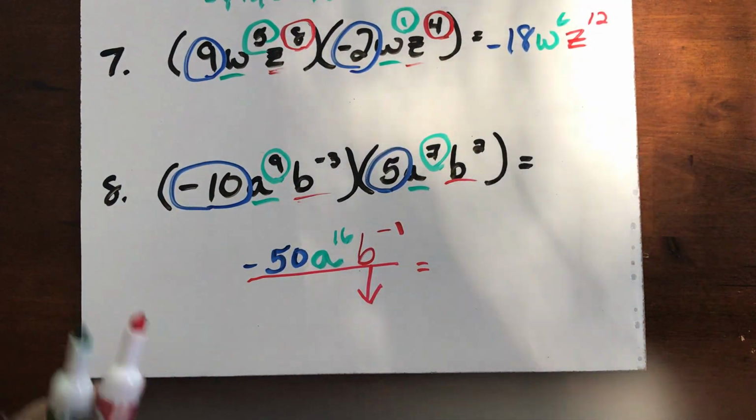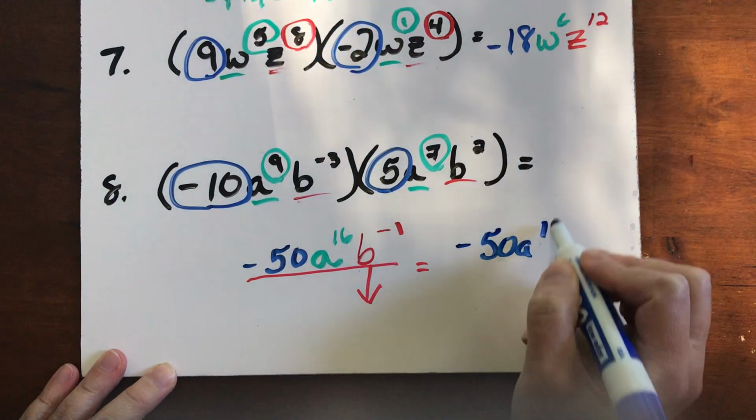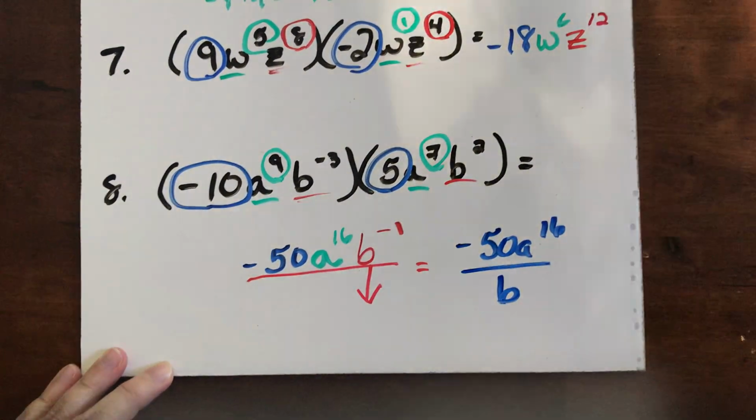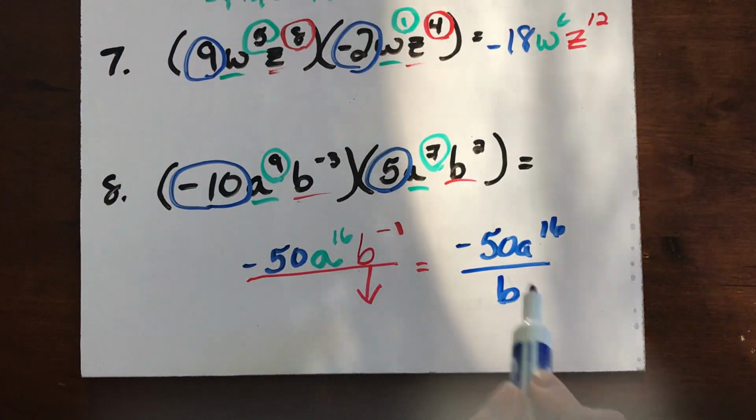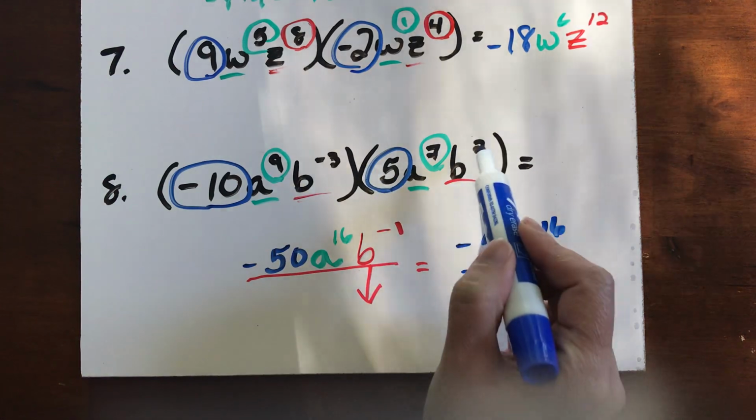We're going to review this one tomorrow. So this would actually be negative 50a to the 16th over b to the 1. Some of you will remember that, but don't worry about it. We'll review that one tomorrow. That was my fault. I should have made that 5.